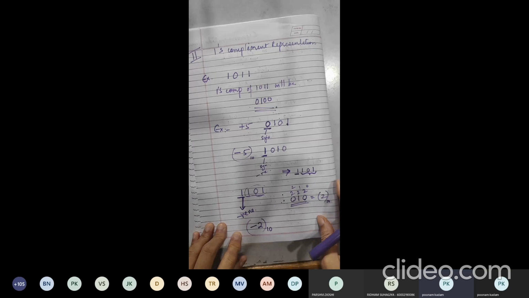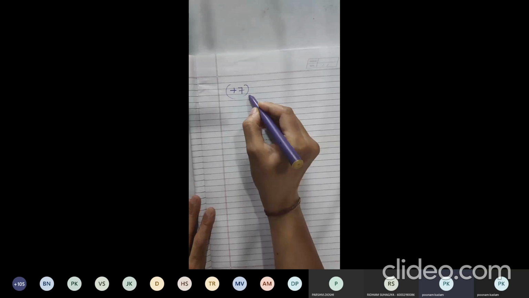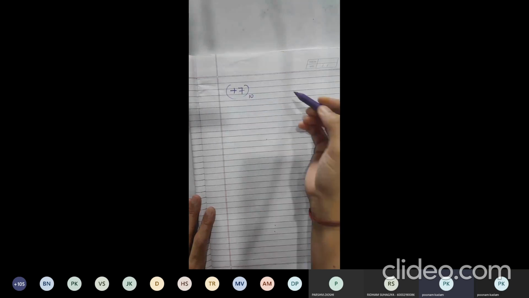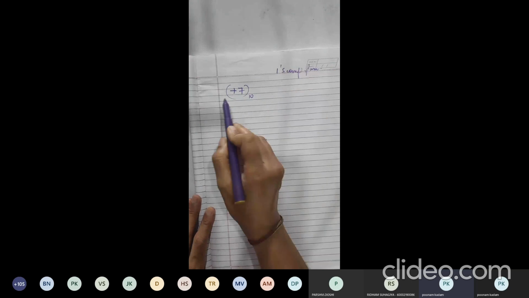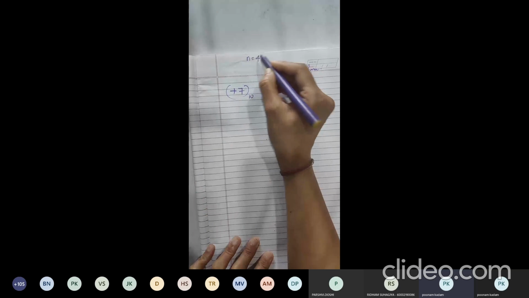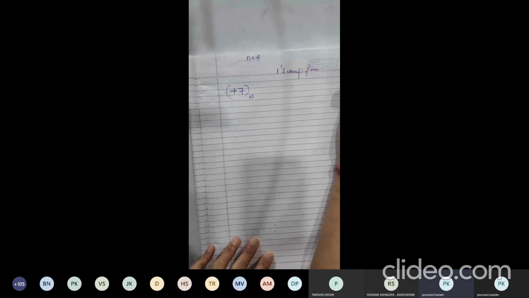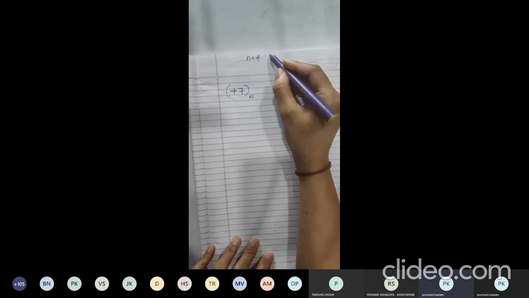Let me take one more example. +7 in one's complement representation form. You have to represent +7. You know that with n equal to 4 bits, the range of numbers you can represent is -7 to +7, right?